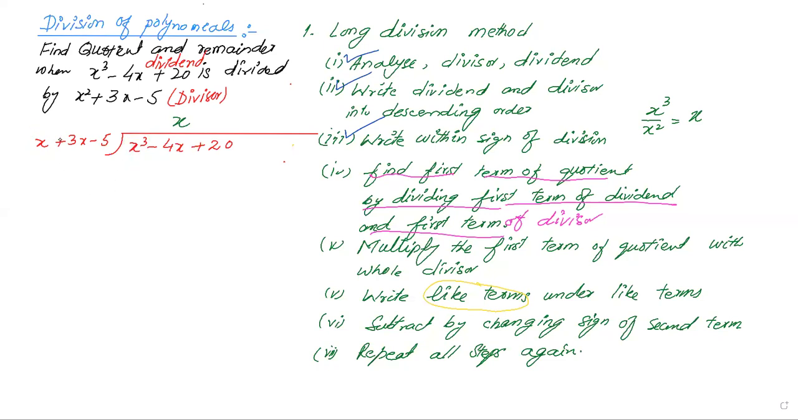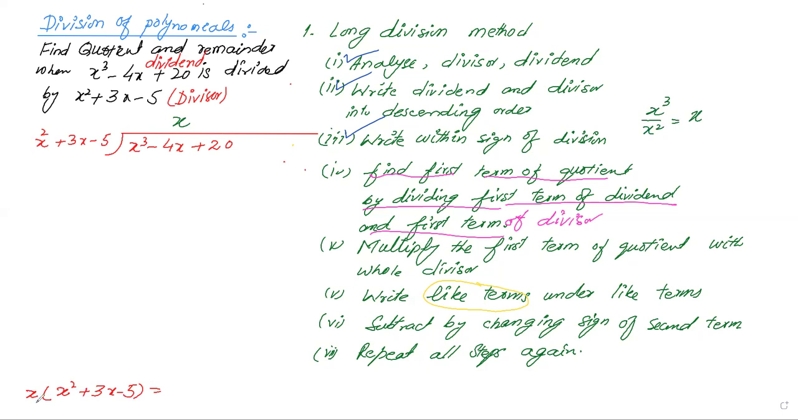So you have to write x over here. I will get this one. The first term of the quotient is this x. Now you have to multiply this x by the whole divisor. x multiplied by the whole divisor x square plus 3x minus 5.